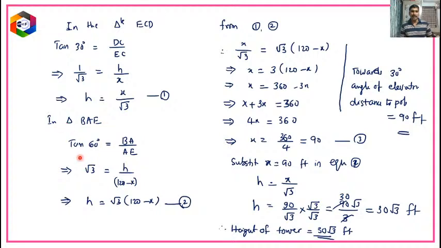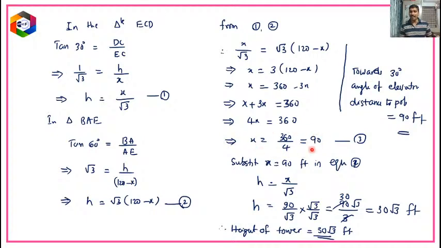Now in triangle BD, taking tan 60, h is equal to root 3 into (120 minus x). This is the value of h and this is also the value of h. Let us equate them, and transpose root 3 to the right hand side, so x equals 3 into (120 minus x). 3 times 120 is 360 minus 3x. Upon simplification, the value of x will be equal to 90.